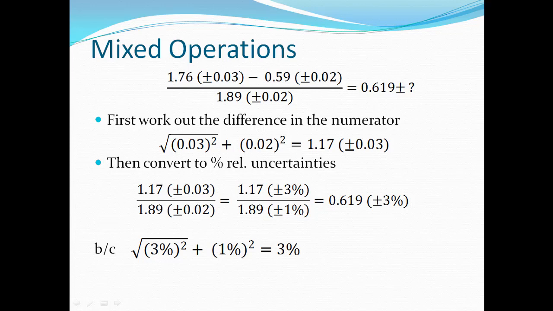So first, you have to work out the difference in the numerator, which is 1.76 minus 0.59. That gives you 1.17. And the error is just like a normal subtraction problem, like we talked about in the beginning of the video. Now that you're done with the subtraction, you can just treat it as a normal division problem, which tells you that you have to convert everybody to a percent relative uncertainty. Then, obviously, you square those percent relative uncertainties, add them, and take the square root. That's how they got the final answer of 3%.